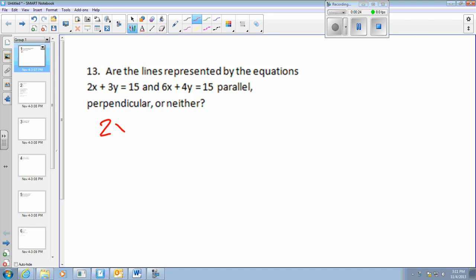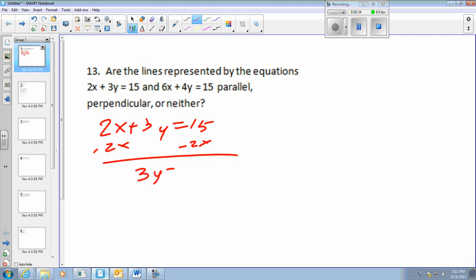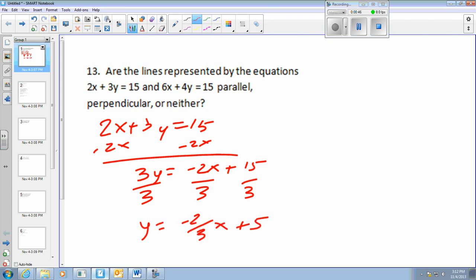So I'm going to take the first equation and solve it for y. And I get 3y equals negative 2x plus 15. Divide by 3, divide by 3, divide by 3. And I get y equals negative 2/3 x plus 5. The slope being the negative 2/3.